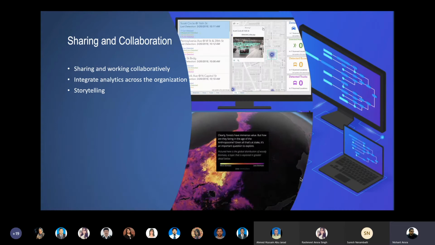The last and foremost thing, which is very important as far as the work is concerned, is sharing the work or collaborating while working. Sharing the work or analysis that you've done with the decision maker is very important. So the ArcGIS platform allows us to share our work with everyone, anywhere.